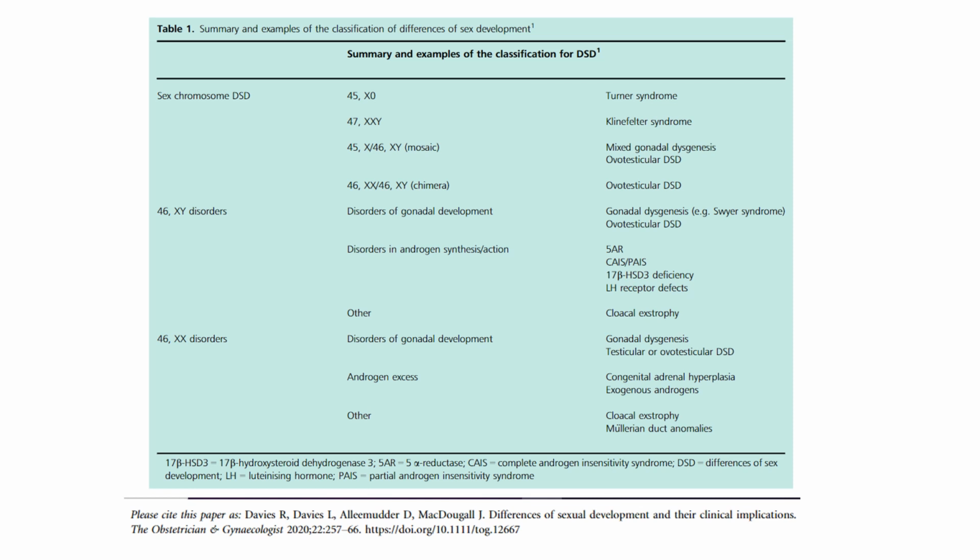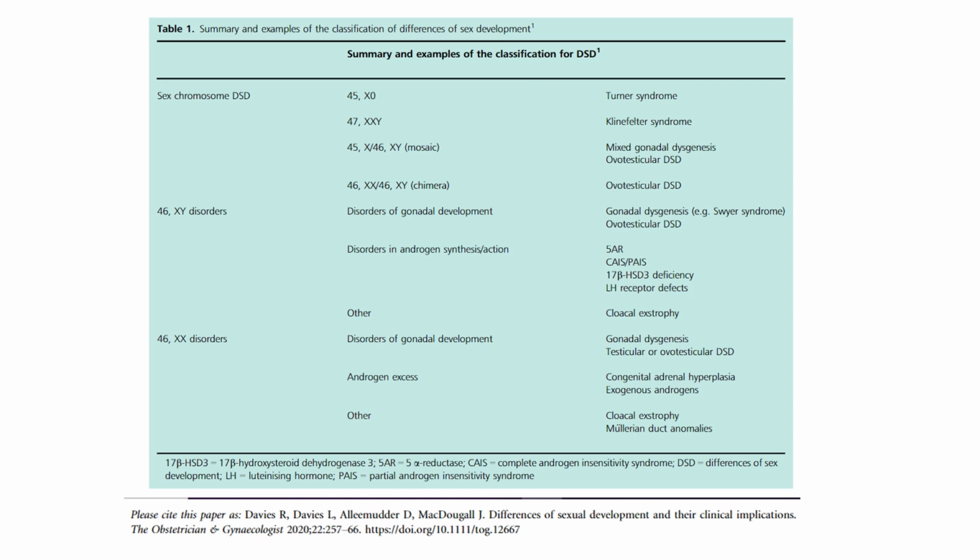46,XY disorders are disorders of gonadal development, like gonadal dysgenesis, for example Swyer syndrome, and disorders in androgen synthesis or action, so 5-alpha reductase deficiency. Then you have complete androgen insensitivity syndrome. You've also got partial androgen insensitivity syndrome, 17-beta hydroxysteroid dehydrogenase deficiency, and LH receptor defects.